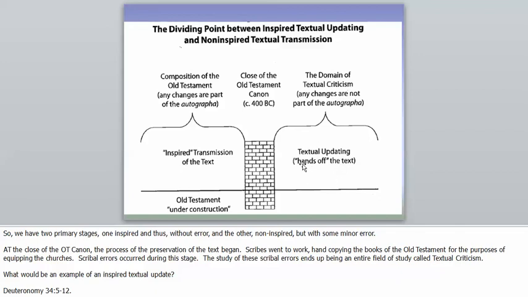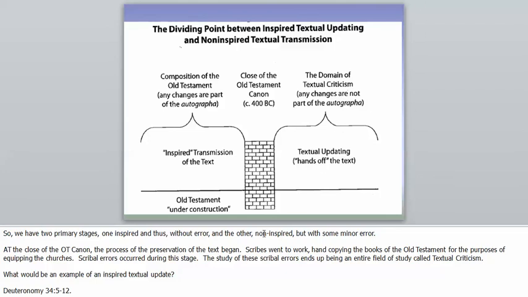So we're not changing the text intentionally. No, these are scribes whose job was largely to meticulously and accurately hand copy, before the days of copying machines, the text of the Old Testament.